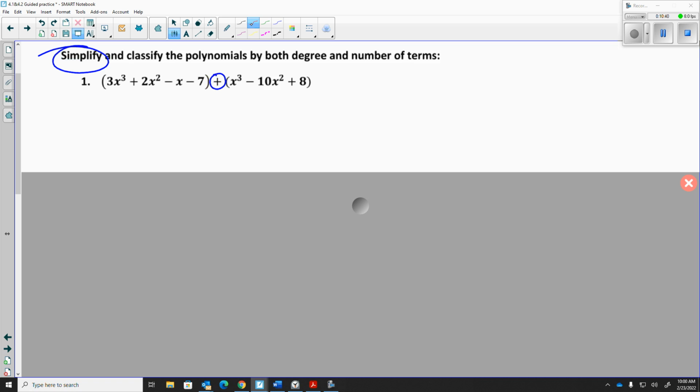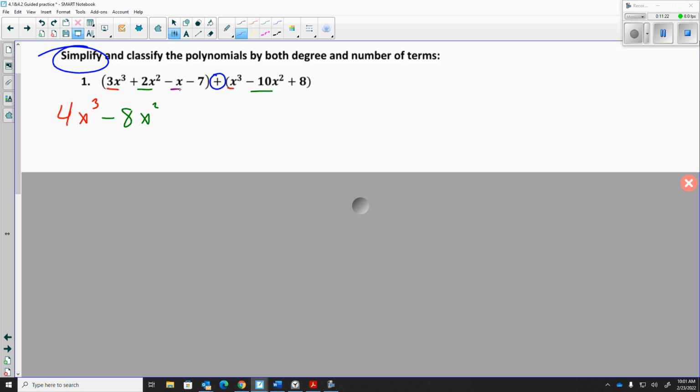I got 3x cubed. So I do 3x cubed plus what? X cubed. I'm looking for like terms. So there's an x cubed here. I'm looking for the x cubed over here. All right, so what's 3x cubed plus x cubed? 4x cubed. Cool. Moving on to the next one. 2x squared plus negative 10x squared. What's that? Negative 8x squared.